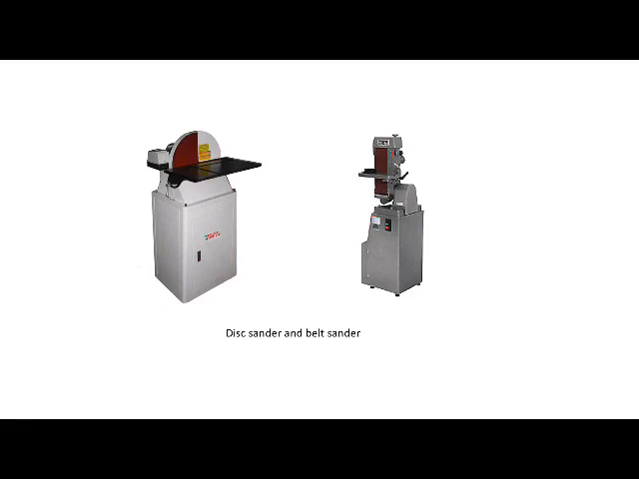On the screen we've got two types of sanding machines. We've got a disc sander and a belt sander. Both sanding machines are used for sanding wood down to a line, or possibly closing the end grain on a piece of wood.